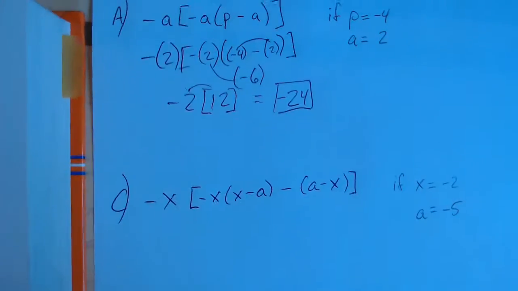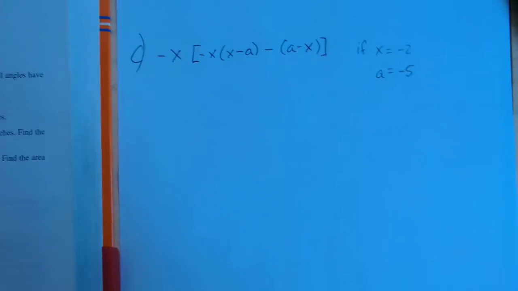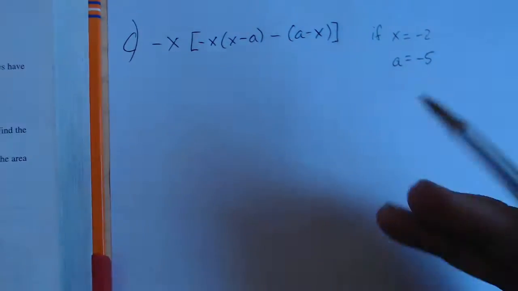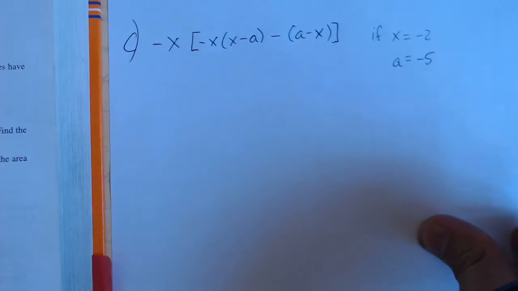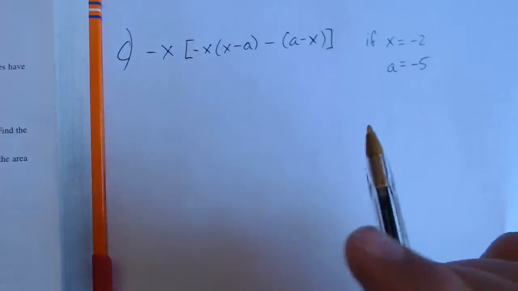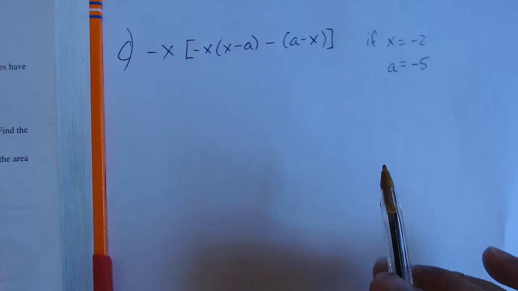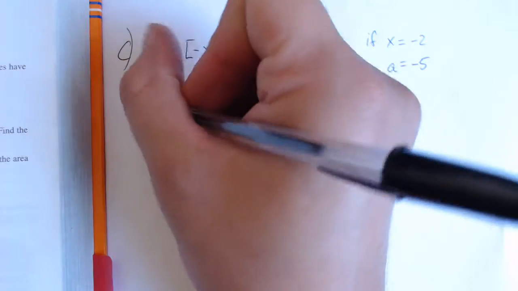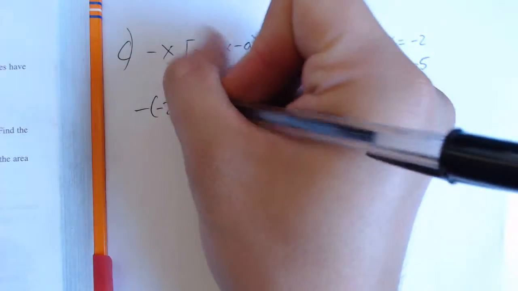Now C. C is a little bit more scary looking, I guess. It's all the same actions, it's just a little bit bigger, so we're going to have to keep very good track of our work. And this will get easier and easier as you do them more and more with time. So we'll replace negative x with negative 2.